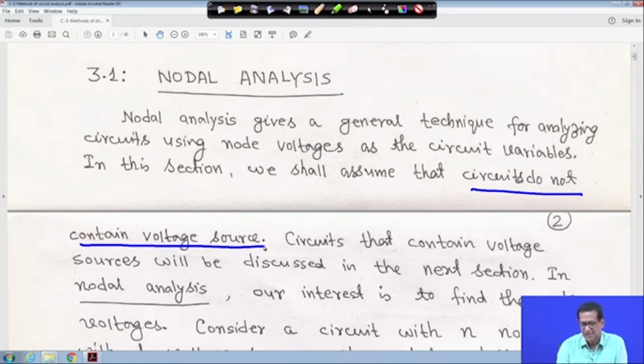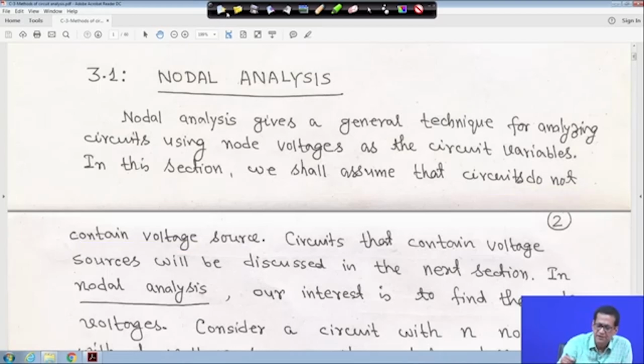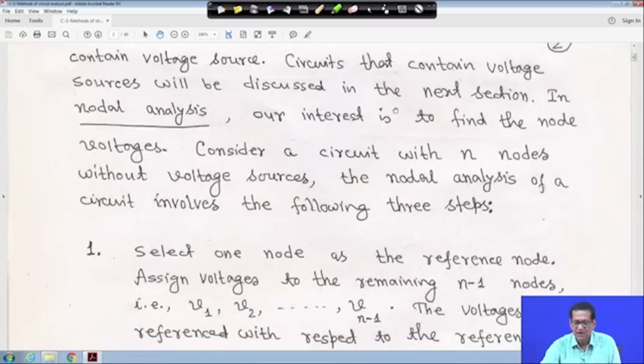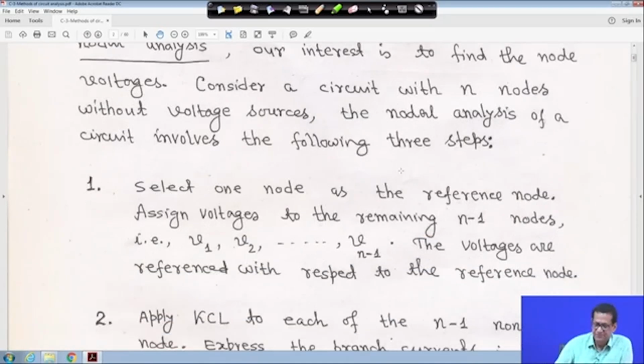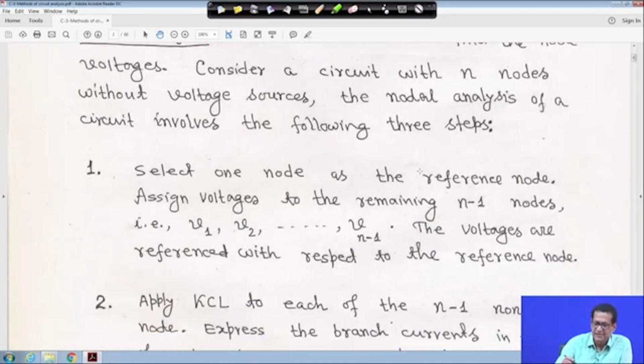There is no voltage source, we will assume. The circuit that contains the voltage source we will discuss in the next section. So first we will consider a circuit without a voltage source, but a current source may be there. No voltage source. Our interest is to find the node voltages. Now, consider in general a circuit with n nodes without voltage sources.